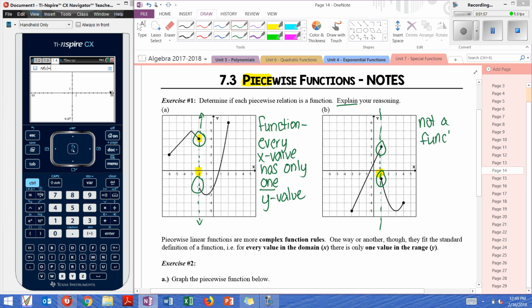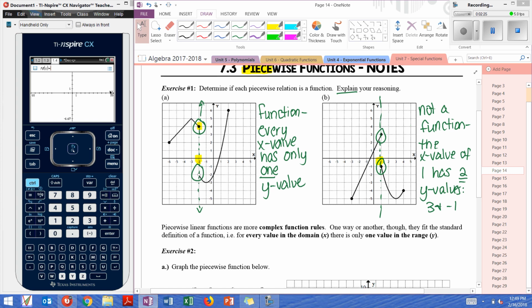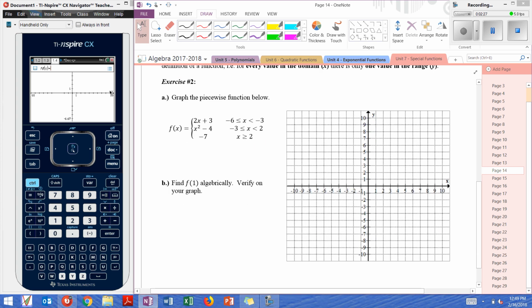And why is it not a function? Well, the x value of 1 has two y values. And what are those y values? 3 and negative 1. Okay, so function in A, not a function in B. Moving on to exercise 2.